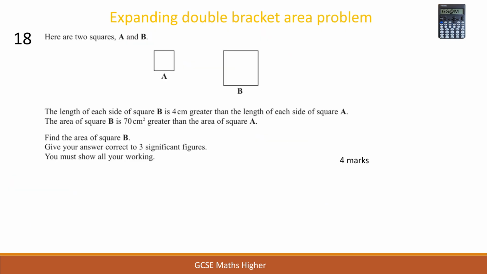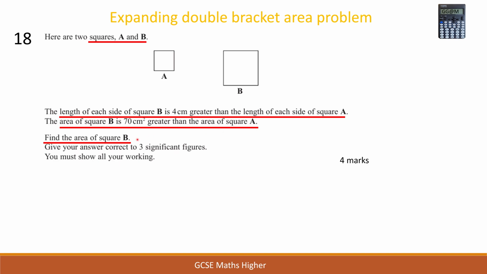This is an expanding double bracket area problem. So in the question, you're told you've got two squares, which are A and B, and you're told the length of the side of square B is 4 centimetres greater than the length of the side of square A, which you can see in the diagram, and you're told the area of B is 70 centimetres greater than the area of square A. You've got to work out the area of square B, giving your answer to 3 significant figures, and you must show your working for 4 marks. Press pause, have a go at working out the answer, press play when you're ready to hear the answer.